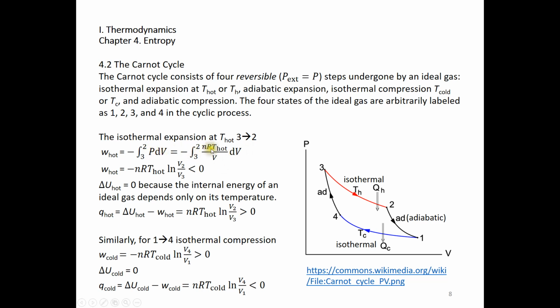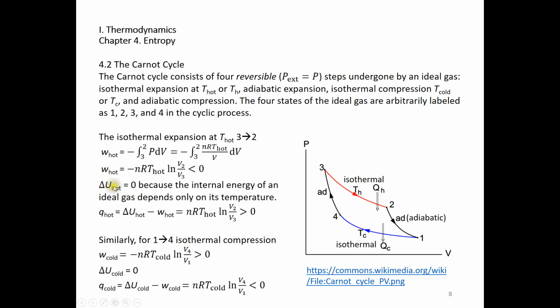And pressure is nRT over V. nRT is a constant because this is isothermal. We take nRT hot out of the integral. We integrate 1 over V dV. That's the logarithm of V, and then we have this equation. This is less than 0 because V2 is greater than V3. So this logarithm is positive, but we have a negative sign here. Therefore, this work is less than 0.